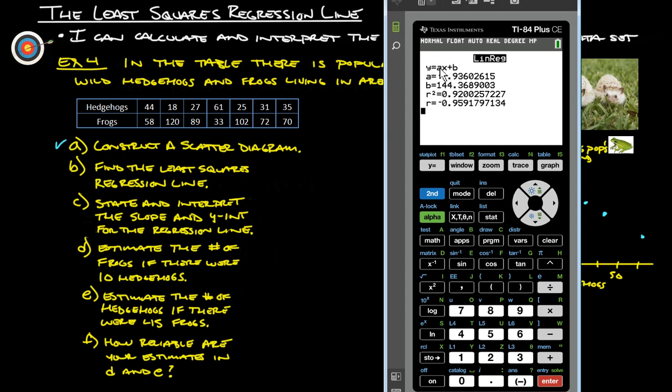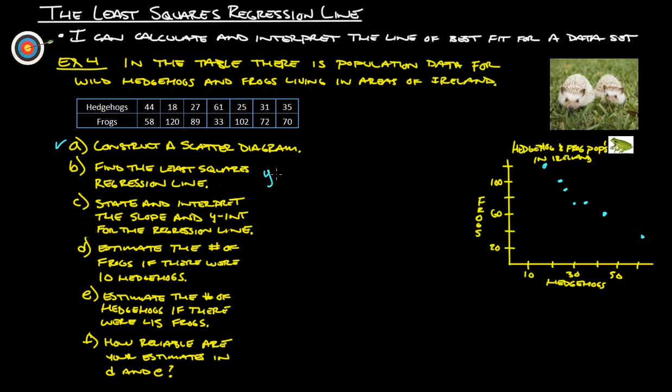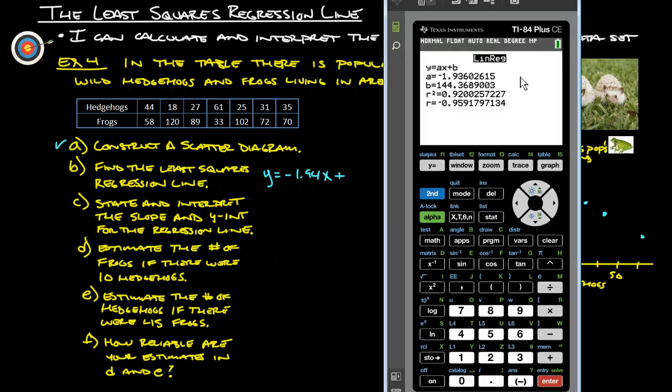This a here, this is y equals ax plus b. This is our equation of our line. A is going to be negative 1.94. The b, the y-intercept, is about 144, and then here are our r values. So, find the least squares regression line. I'm going to actually write this down. It's y equals, a is negative 1.94, so y equals negative 1.94x, and then plus, let's just go with 144.